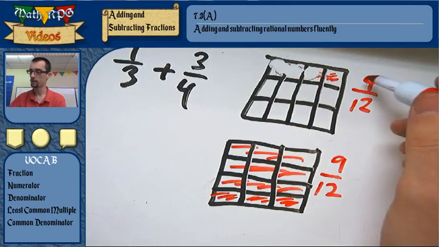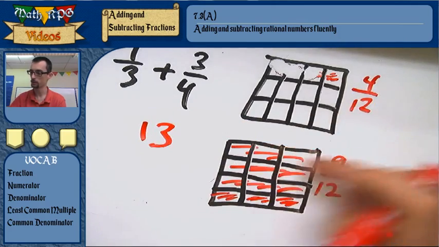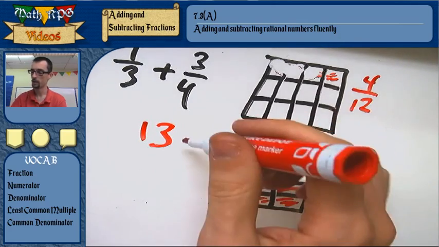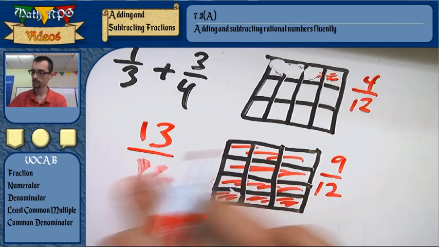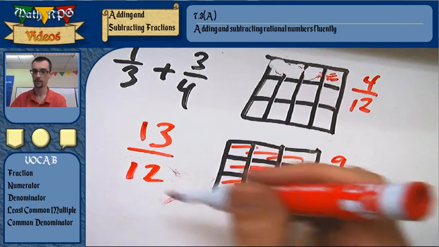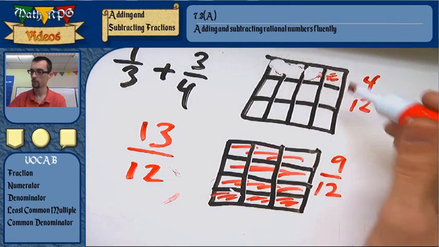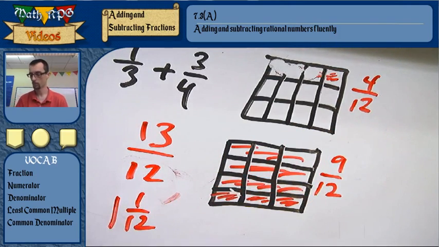So my answer is going to be 4 plus 9. There's 13 squares. 1, 2, 3, 4, 12, 13, right? 13 fourths. I'm sorry, 13 12ths, right? How many total are there? There's 12 pieces, right? Which is the same as 1 whole and 1/12, right? 1 and 1/12. Okay, cool.